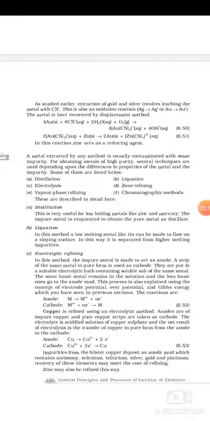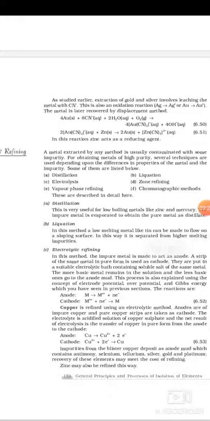Now the next topic is refining. A metal extracted by any method is usually contaminated with impurities. For obtaining metal of high purity, several techniques are used depending upon the difference in properties of the metal and the impurities. Some of them are listed below. Number 1, distillation; number 2, liquefaction; number 3, electrolysis; number 4, zone refining; number 5, vapor phase refining; and number 6 is the chromatographic method.